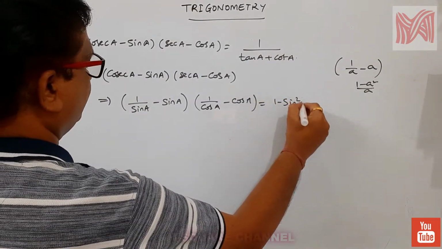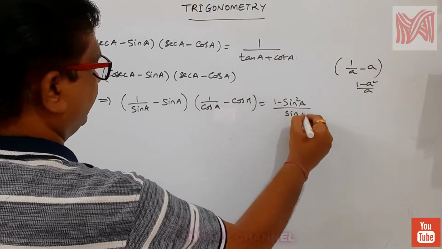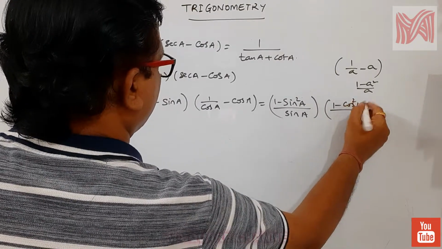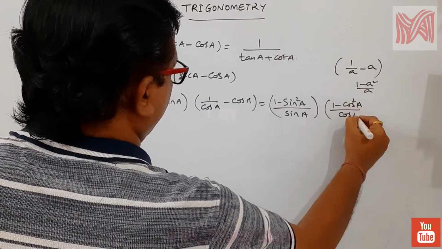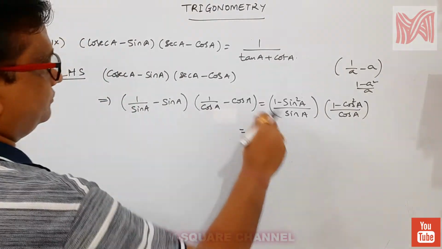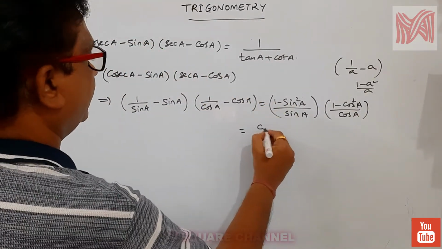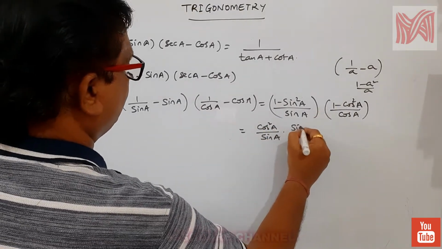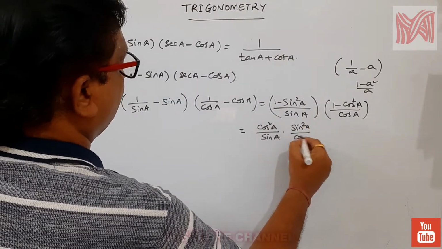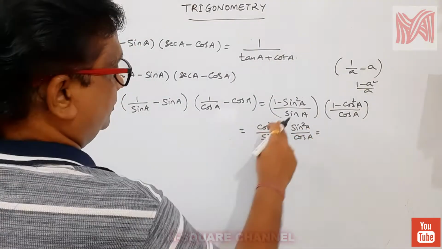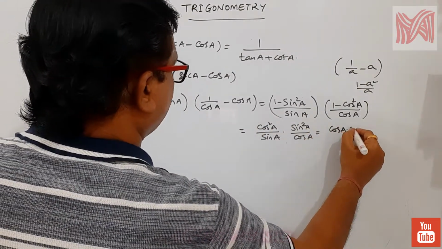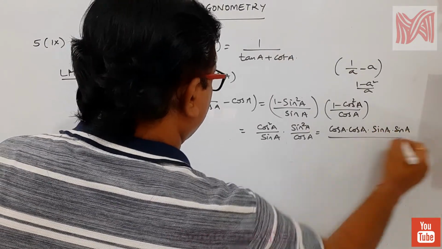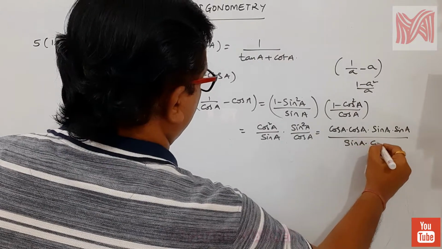1 minus sin square A by sin A, this is one part, and 1 minus cos square A by cos A. Now this is cos square A by sin A, this is sin square A, because 1 minus cos square A means sin square A. You can cancel it, but you should write like this: cos A into cos A, sin A into sin A means sin square A, by sin A into cos A.